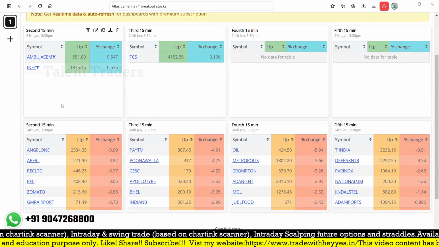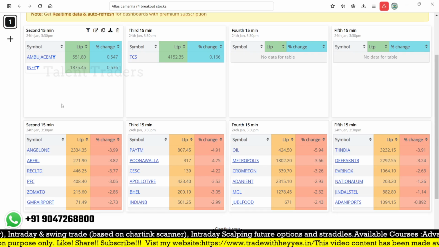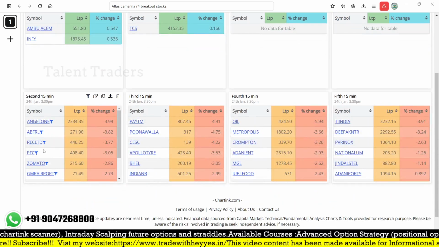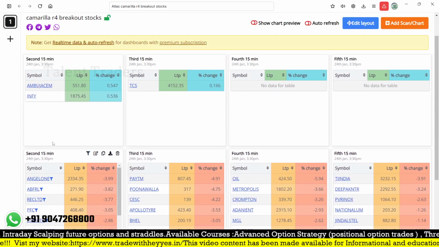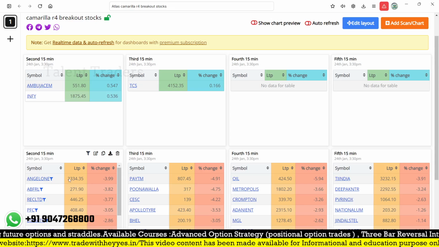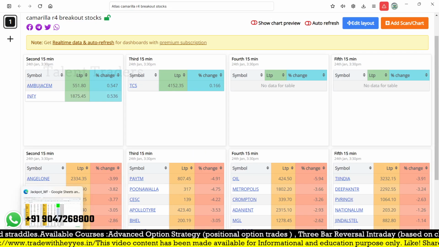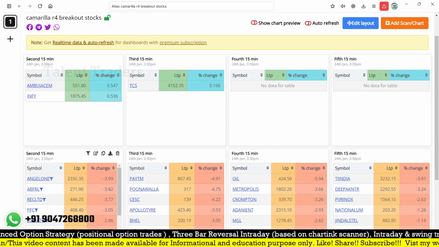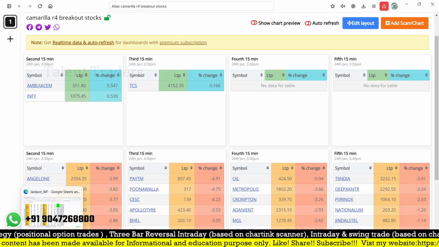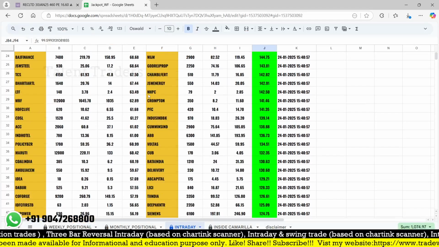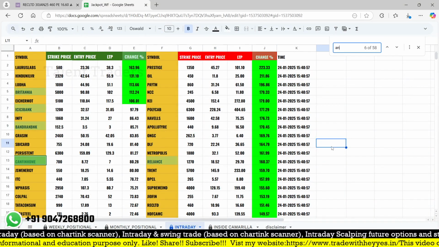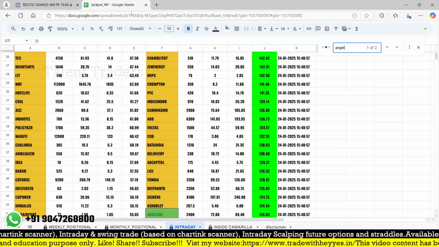Yesterday we had only two stocks in the second 15 minutes, that is 9:30 to 9:45. But in the second 15 minutes we had a lot of put options. In this case, Angel One is near the top right now. Maybe it came into the top by the end of the market, but the stock would be in the list only. If I check Angel One, I need to confirm where the strike price is. The strike price is mentioned in the Google Sheet. So Angel One, 2400 put option.